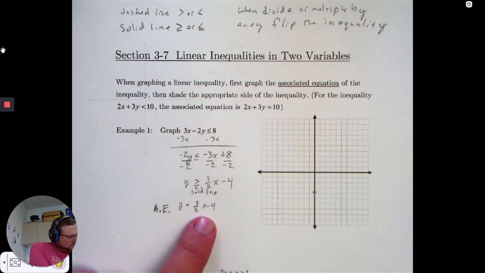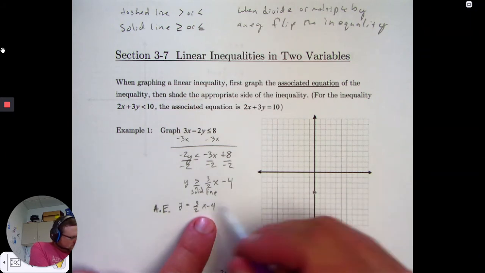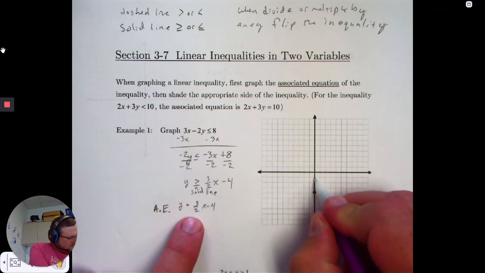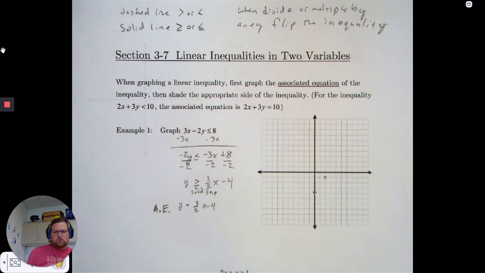Okay, and then I need one more point on my line. So my slope is 3 over 2, so that means I'm going to go up 3, and I'm going to go over 2. Right, I now have those 2 points, which I can now draw my line through to determine what this looks like. Now, because it is a solid line, we can just draw the line in and not have to worry about making it dashed.